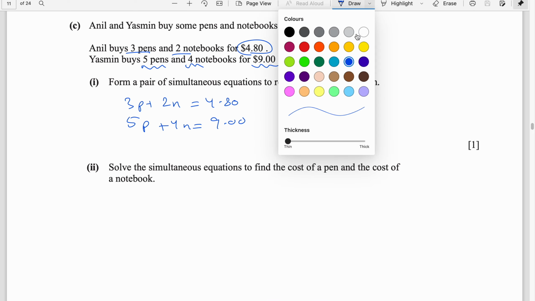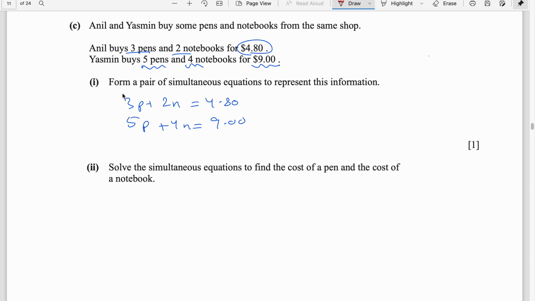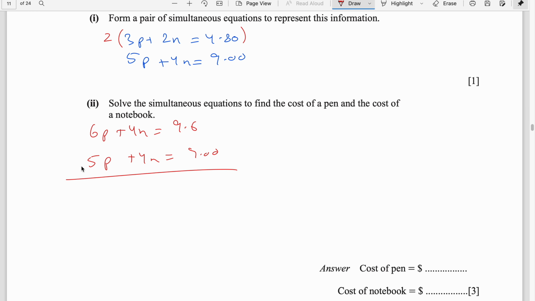So I'm multiplying the first equation by 2 to get 4n the same. So 2 times 3 is 6p plus 4n, and 4.8 times 2 is 9.6. Copy the second line, 5p plus 4n equals 9.00. Now we subtract these. Plus minus plus, minus plus and minus. Left with p, n eliminates, and this is 0.6. So one pen costs 0.6.